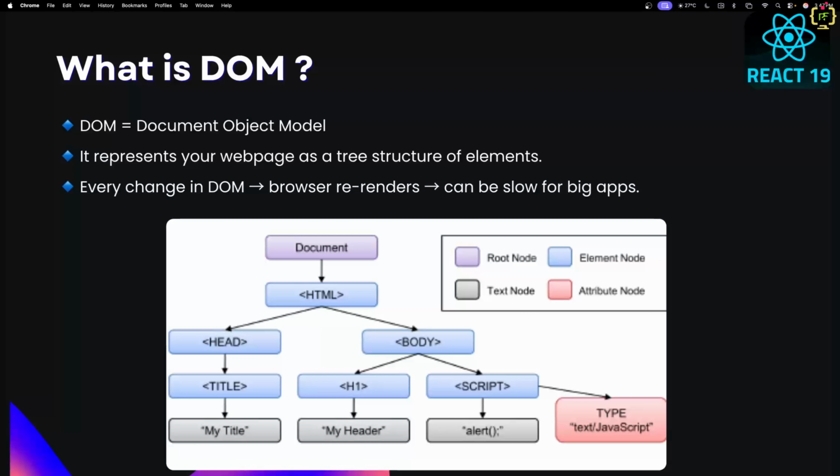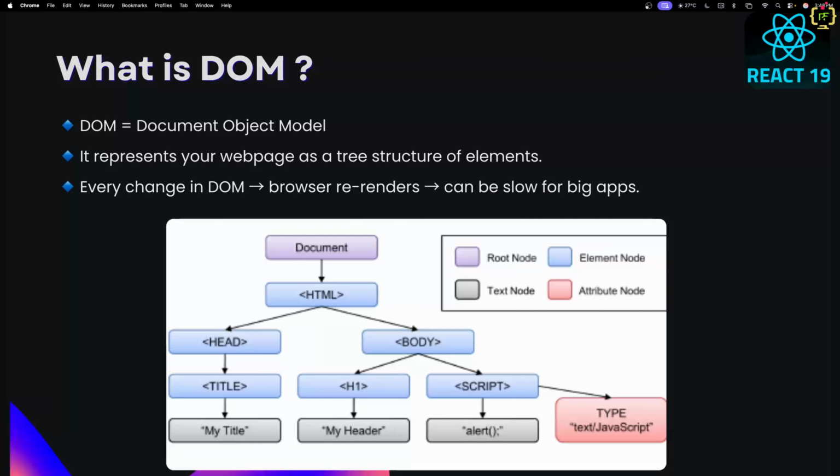Now before React, we used to change the DOM manually using JavaScript. So that is fine for small websites, but just imagine a big application with thousands of elements, and updating each element manually becomes very confusing and slow. You will easily make mistakes and the performance goes down. So that is why React introduced a smarter way called virtual DOM.